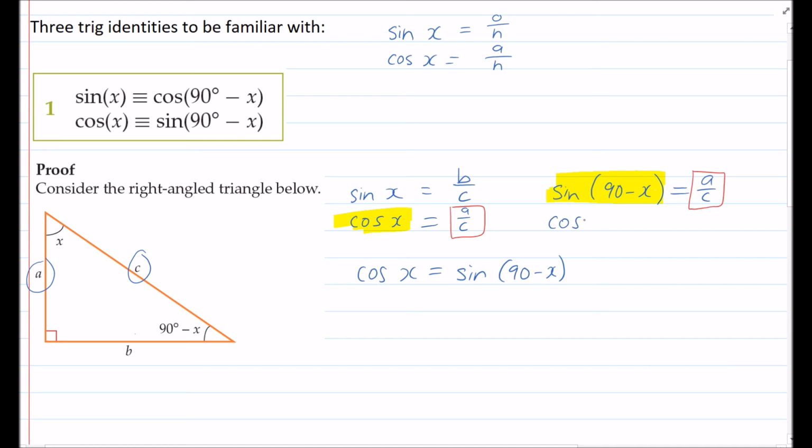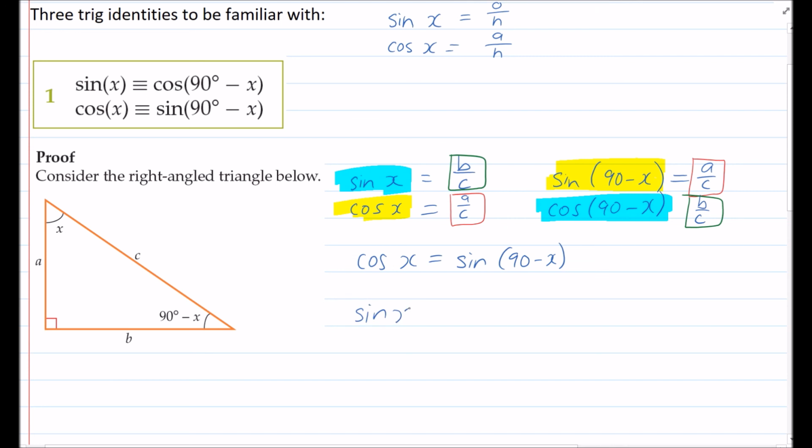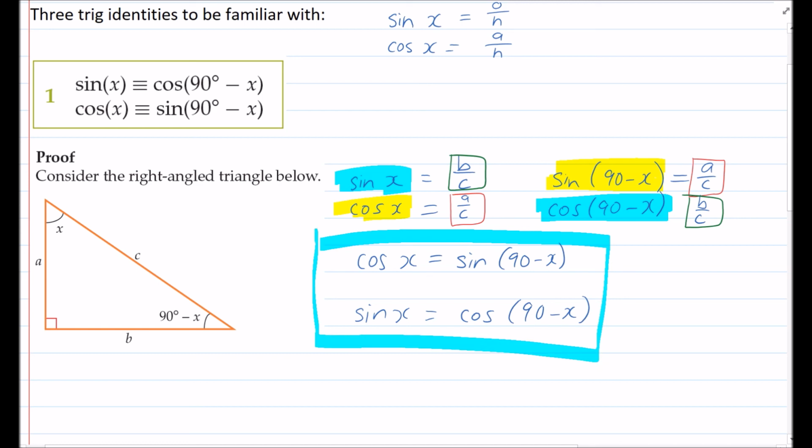So let's look at cos of 90 minus X, and that would be the adjacent side, which is that there, and C. So that would be B over C, and once again we can see that that is the same relationship as sine of X, which means that cos of 90 minus X is equivalent to sine X. So we can also write sine X is equal to cos of 90 minus X, and those form our two rules for that first identity.